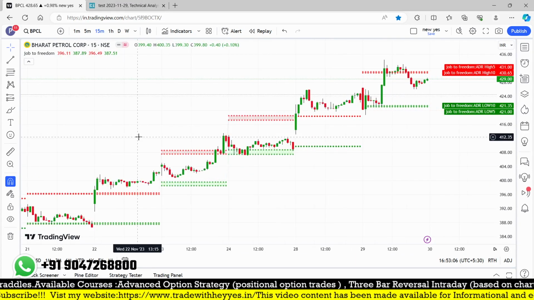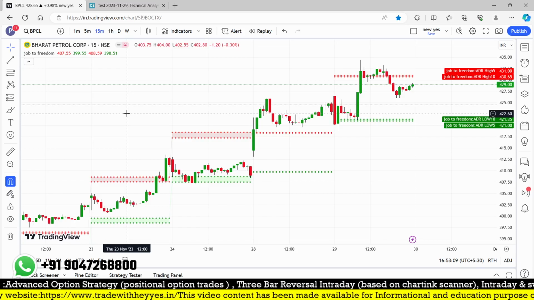Okay, so if you wish, you can search for this ADR indicator, and you can let me know how this works.